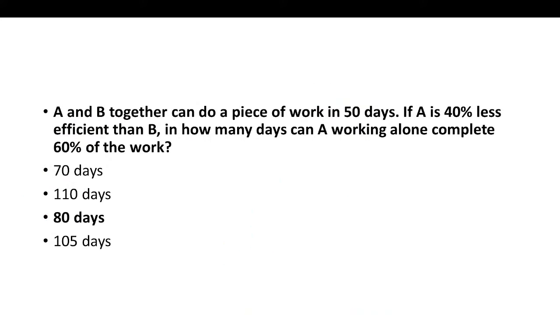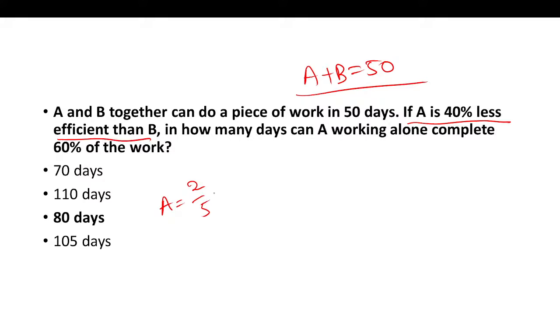Can you answer this question? A and B together can do a work in how many days? 3 days. A is 40 percentage less efficient than B. A is equals to what? 40 percentage less. 40 percentage means 2 by 5. So less means minus 2.